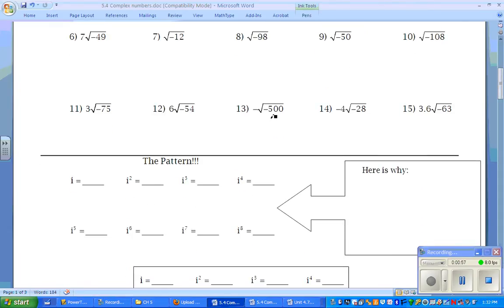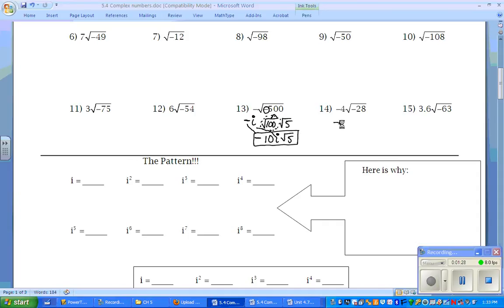When we don't have a perfect square, you have to break this up. We've got the negative out in front. You're going to have this that's going to turn into your imaginary number. The square root of 500 can turn into the square root of 100 times the square root of 5. This time the 100 is a perfect square, which becomes 10. With this negative out in front, I've got negative 10i root 5, which would be my final answer.